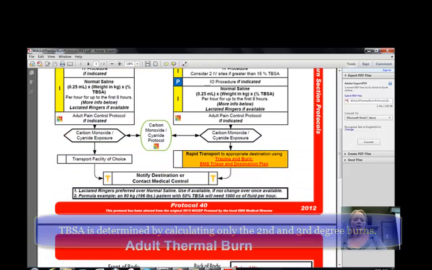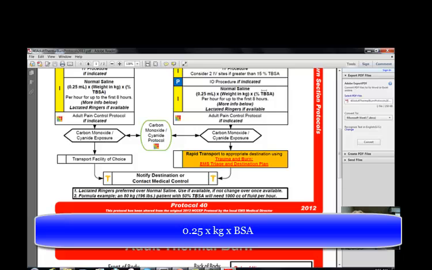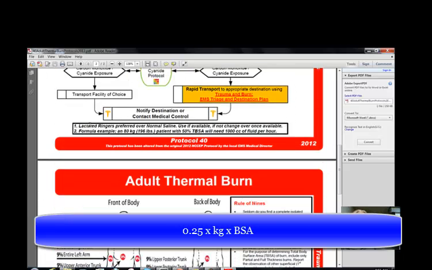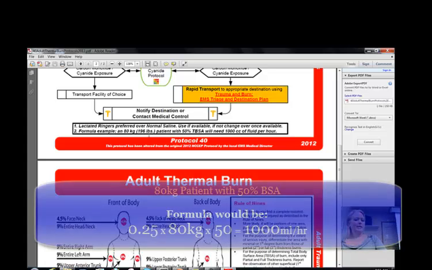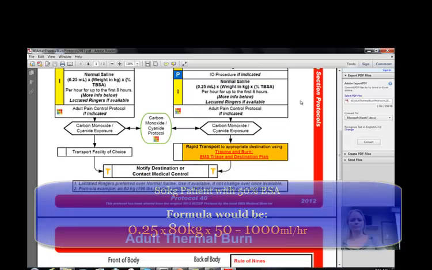The formula on here for giving fluids is a modified Parkland formula. I changed the way that the state wrote this because it was very confusing, and you'll see it on the PEDS protocol because I forgot to change it on that one. I'm going to go back and change it to the way this looks, but it's 0.25 times their weight in kilograms times their total body surface area that's burned. There's an example here at the bottom: if you have an 80 kilogram person, it's 0.25 times 80 times 50% total body surface area. That gives you a liter that's given per hour.